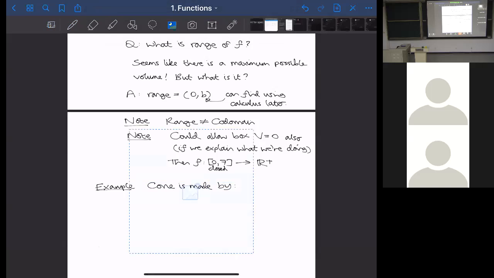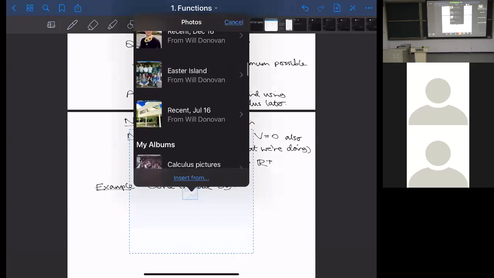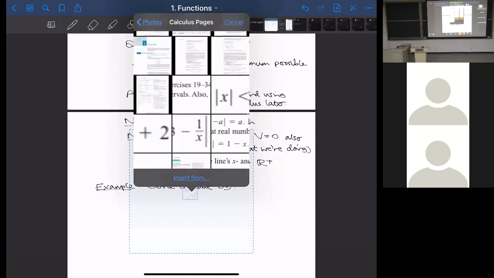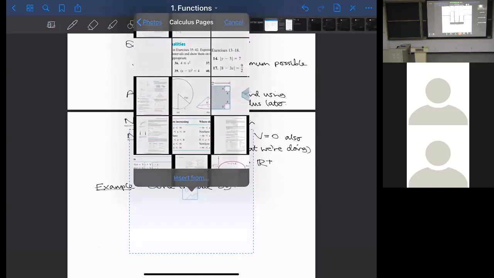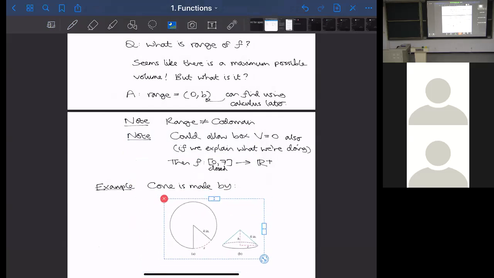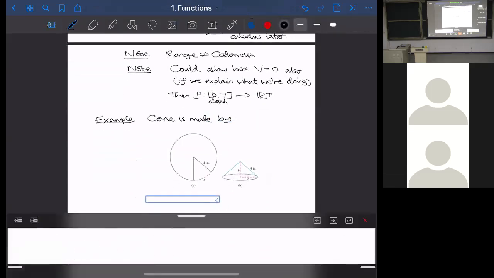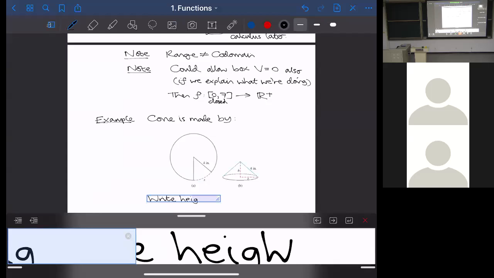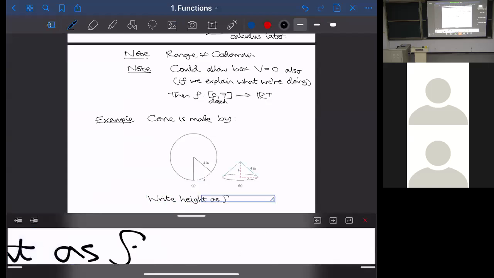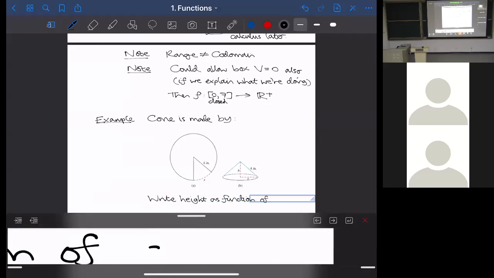Say a cone is made by cutting and gluing like this. And then the question is, write the height h as a function of x.